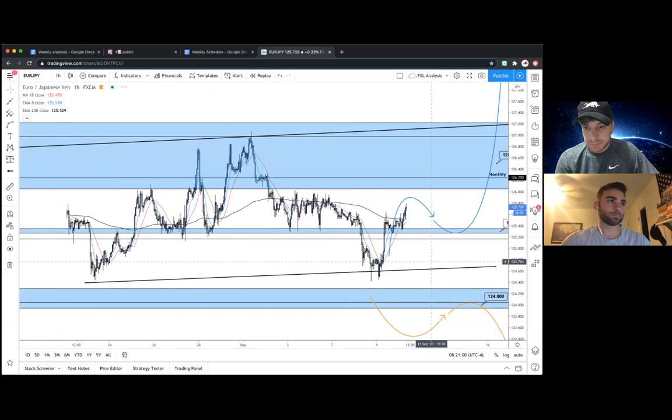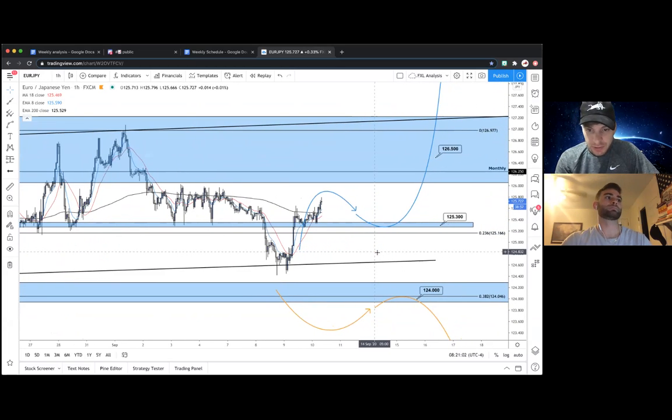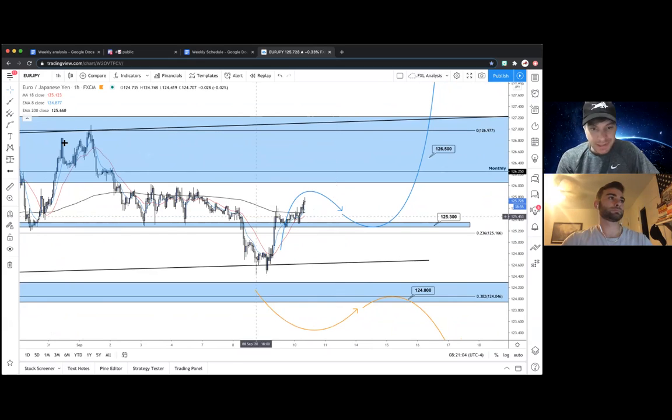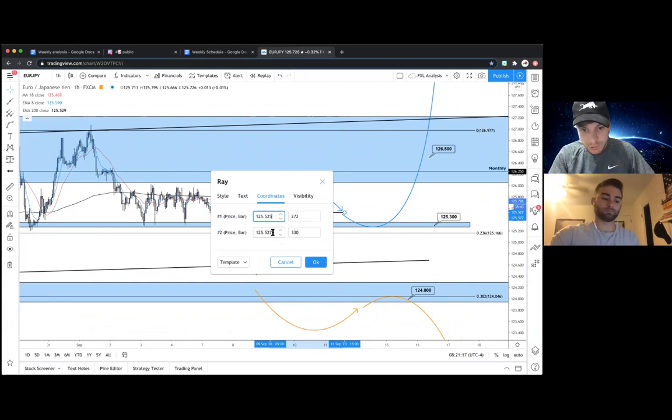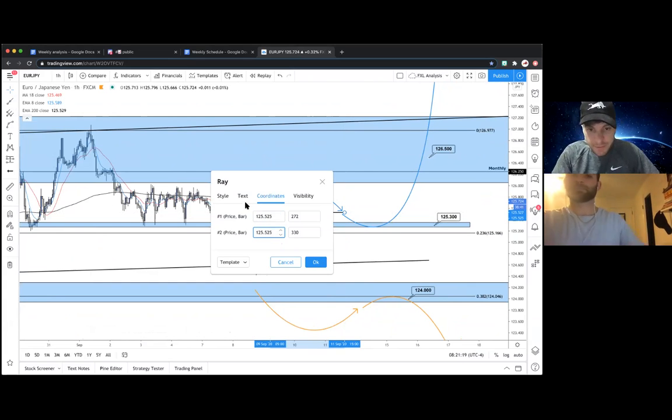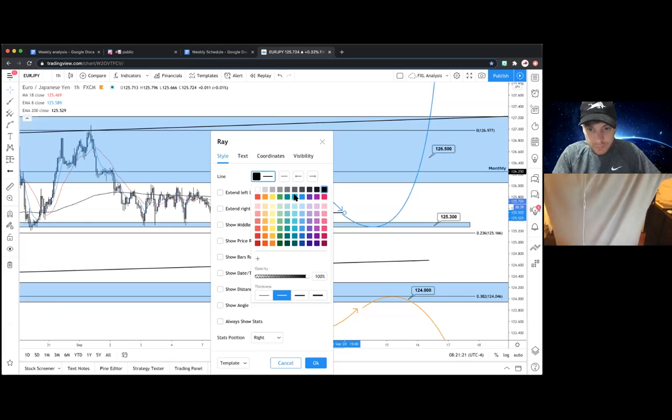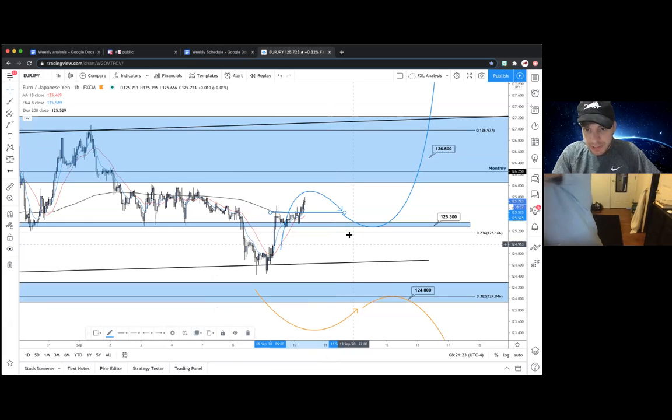All right, so this is a nice transition right here. Ideally, I would enter on, where is it? Right here. 125, 525. Looking for, okay, a quick retest on this.